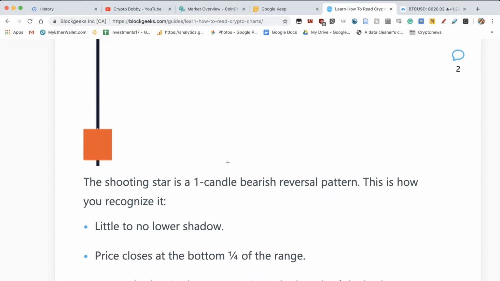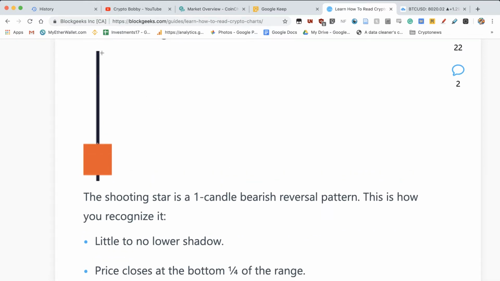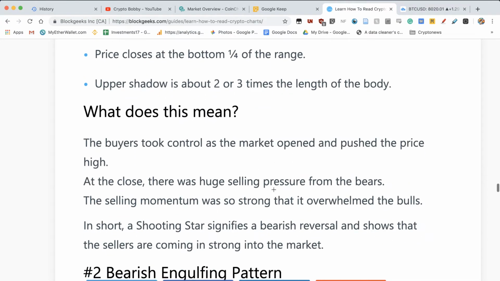And this shows that here the bears are in control and push the price down, even though the bulls have tried to push the price all the way up here during this time frame, but the bears have pushed the price all the way down to the lower part of the body, where the price ends at the end of this time frame. What does this mean?